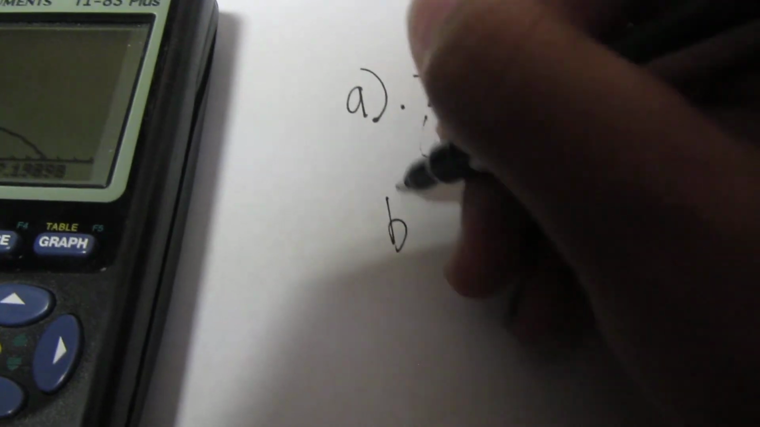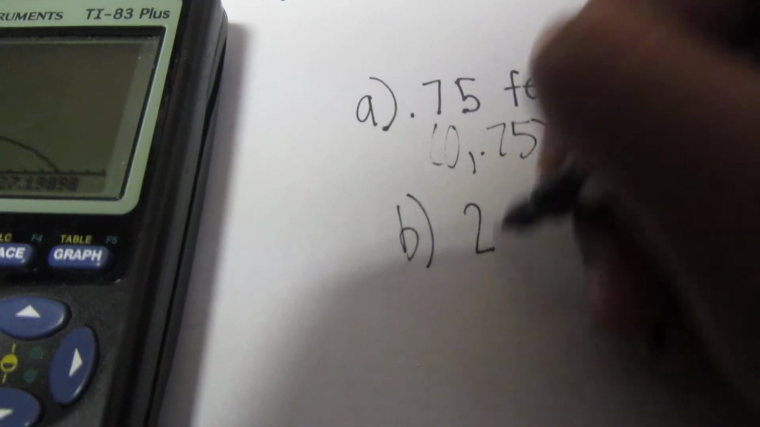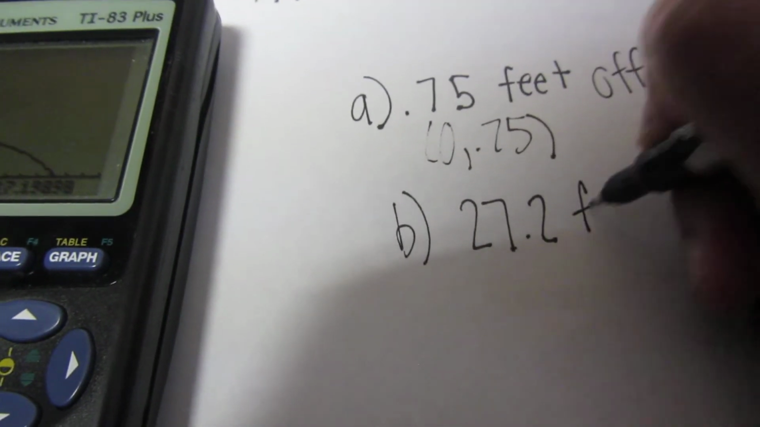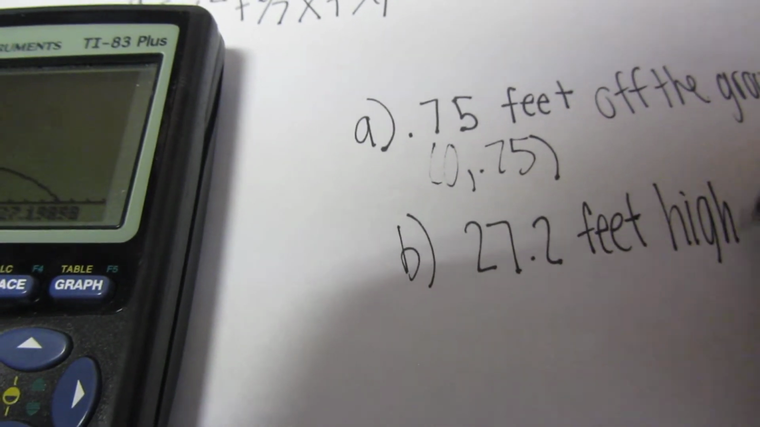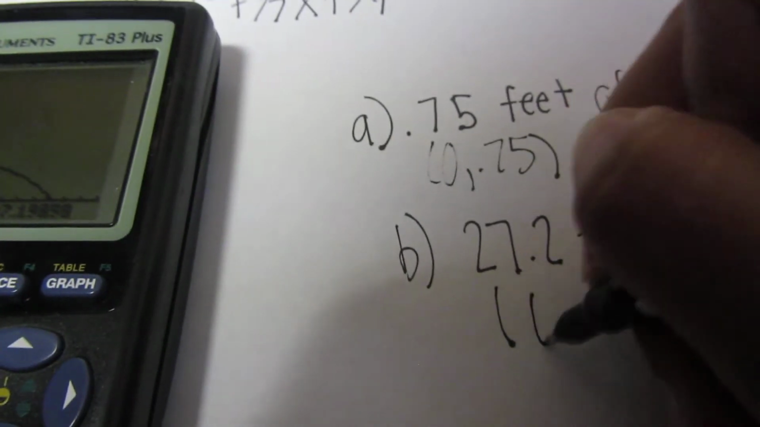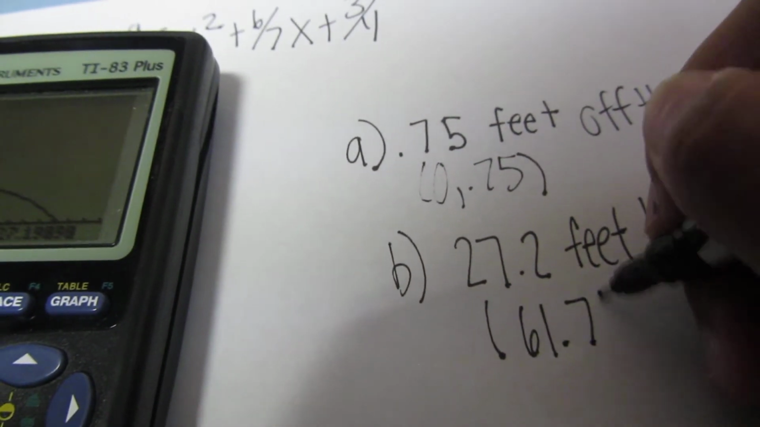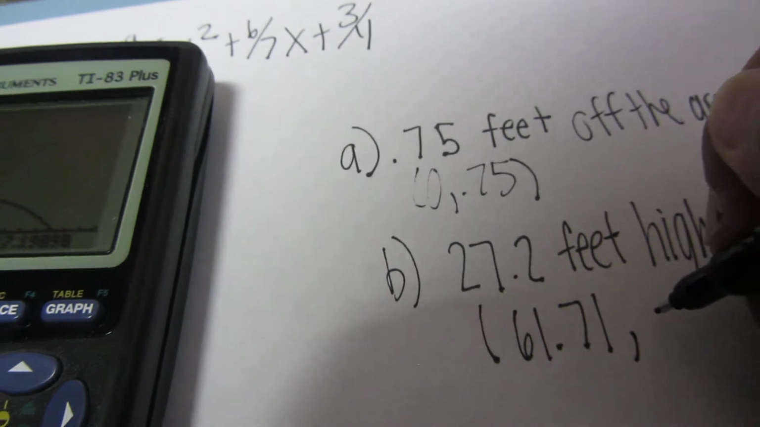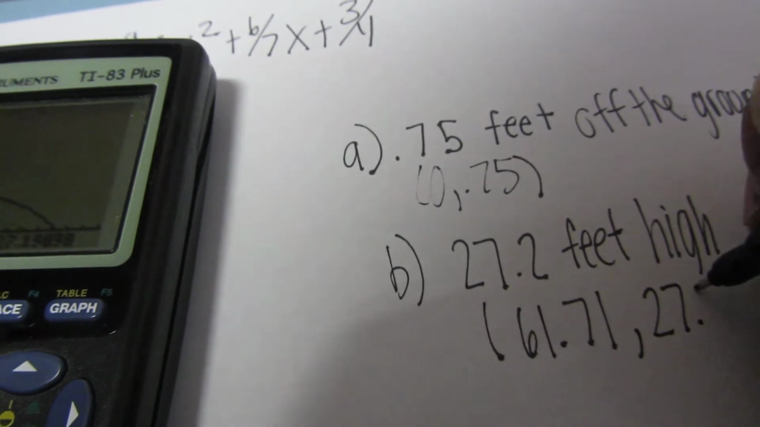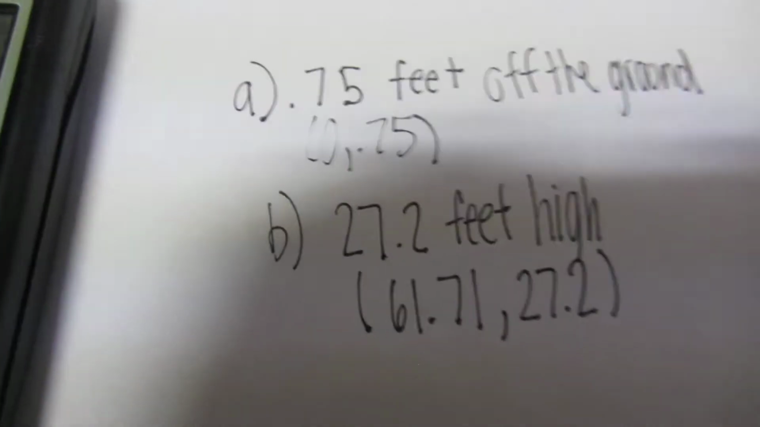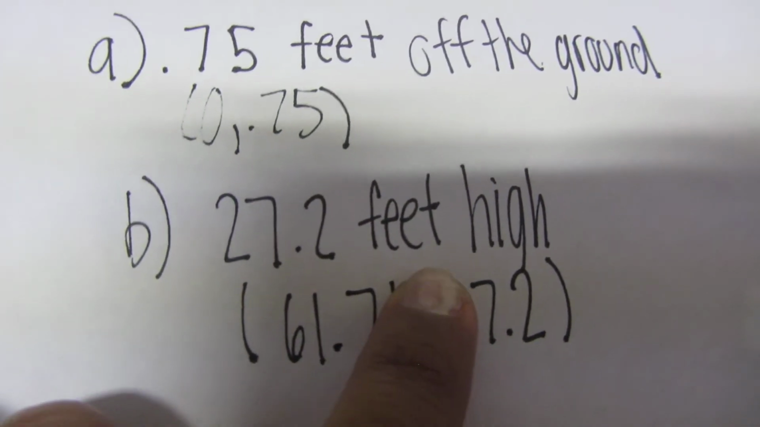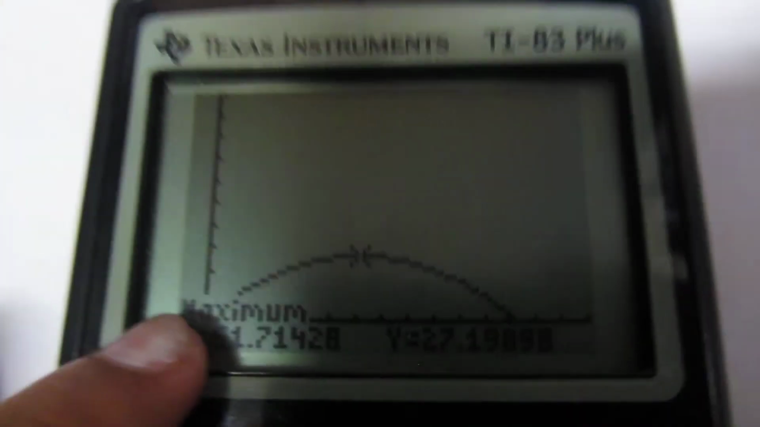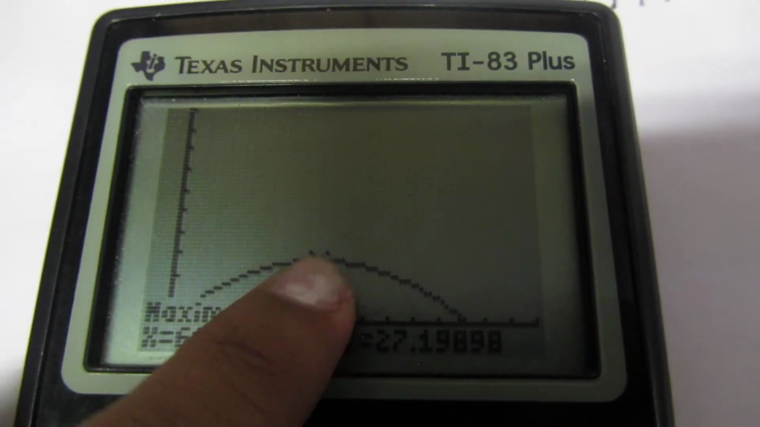So it would be 0.71, 27.2 feet height. And the reason it is 27.2 is because it's height. It is on the y-axis, so that's why it is 27.2.